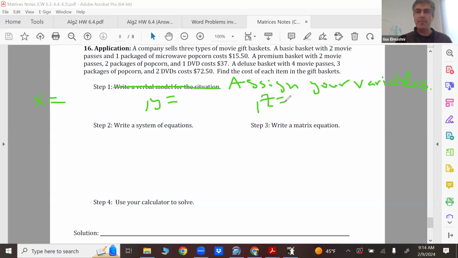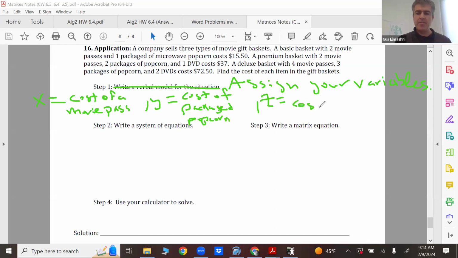How many items am I talking about? 3. And what are the items? So cost of a movie pass will be my first variable. So X will be the cost of a movie pass. I don't know what movies cost these days. Maybe 15, 20 bucks, who knows? What's Y going to be? Cost of what? Cost of packaged popcorn that you throw in the microwave. And what's Z going to equal? Cost of what? Just one DVD. Cost of a DVD. Cool.